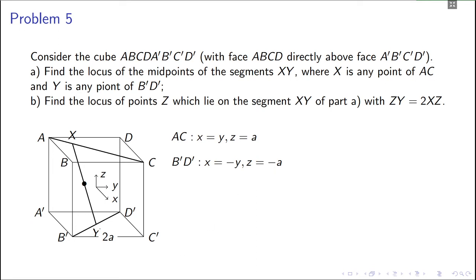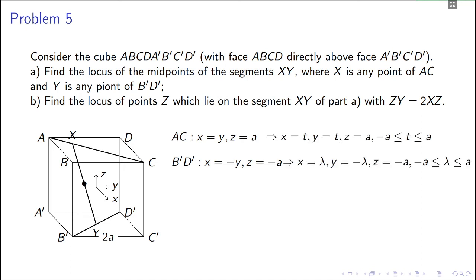And you can write it in parametric form. You can write X equal to T, Y equal to T, Z equal to A, and T will go from minus A to plus A. And for this B prime D prime, for the point Y, you can write X equal to lambda, Y equal to minus lambda, Z equal to minus A, and lambda goes from minus A to A. So as the point Y moves, the value of lambda will go from minus A to A. As the point X moves, the value of T will go from minus A to A.